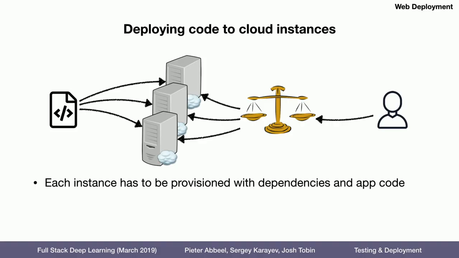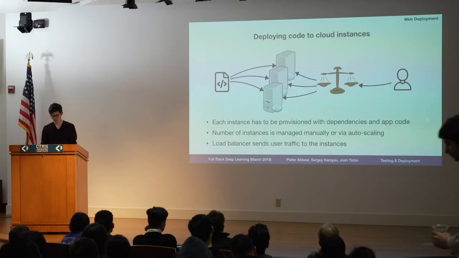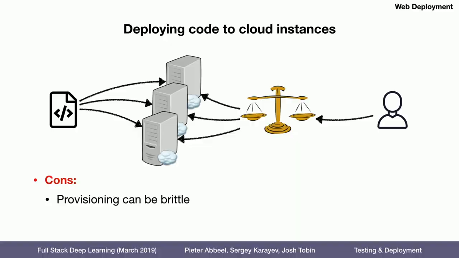So the thing here is that we have to provision each instance with all the dependencies in the app code. The number of instances we can either set manually, like, we're running 3 today, and then, oh, too many requests per minute, let's add 3 more. Or we can set up rules for auto-scaling, and the load balancer sends us traffic. So the cons of this approach are that we're not using Docker here, so we're provisioning these instances ourselves with some other thing like Chef or whatever. And that can be brittle.